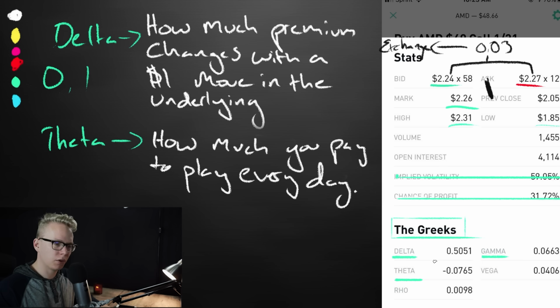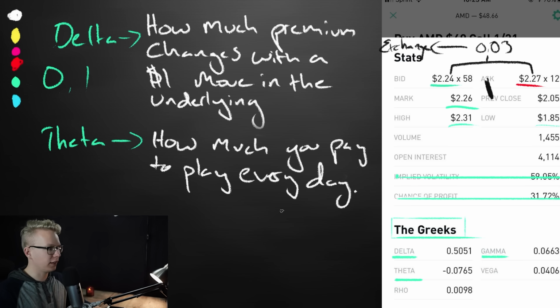Okay, so delta: how much the option's premium changes given a $1 move up or down in the underlying stock. Gamma: how much delta changes given that same $1 move. So delta changes by a factor of gamma. The more in the money, as with a call option, the closer to 1 delta is going to be. The more out of the money, the closer to 0 it's going to be.